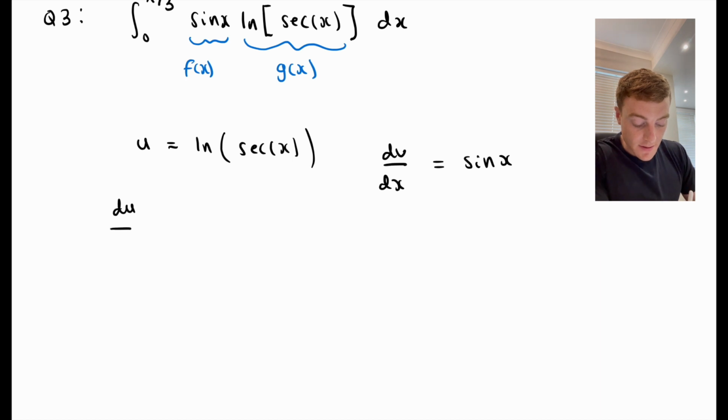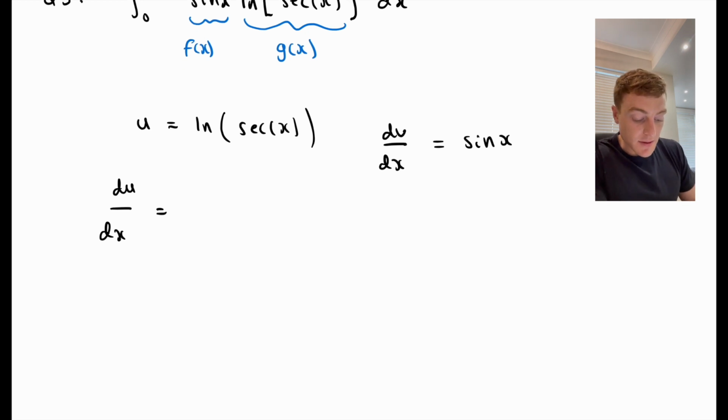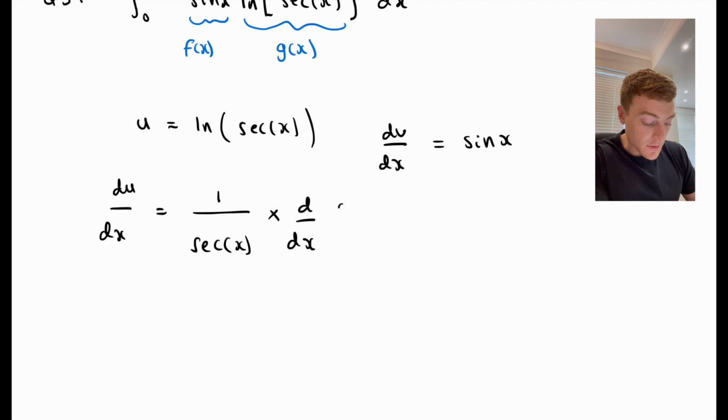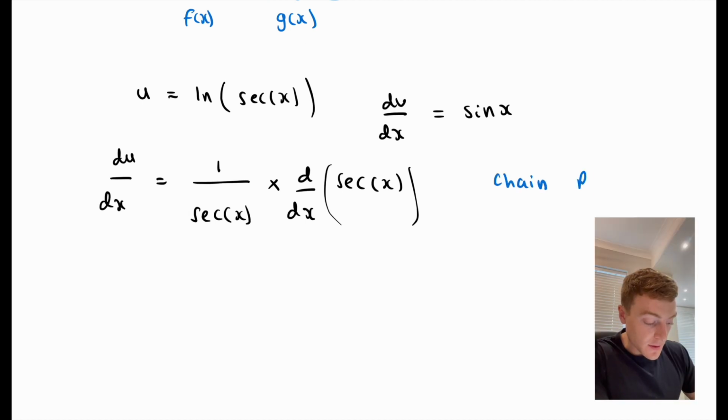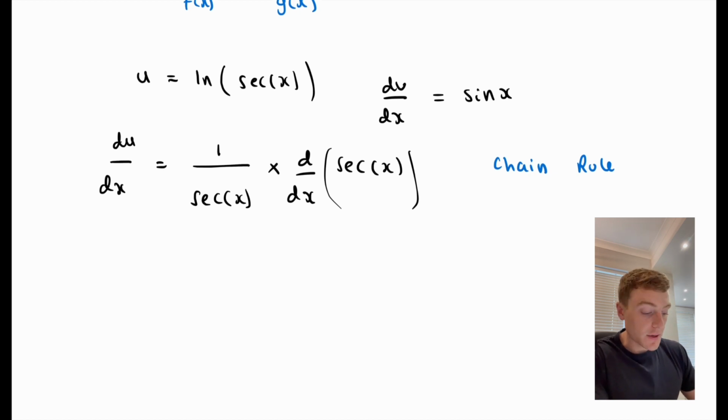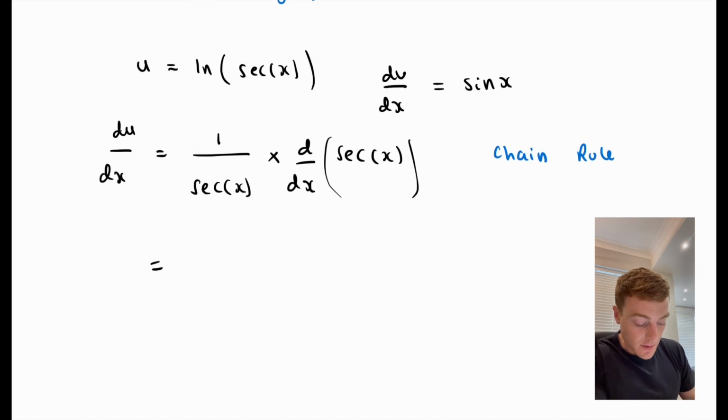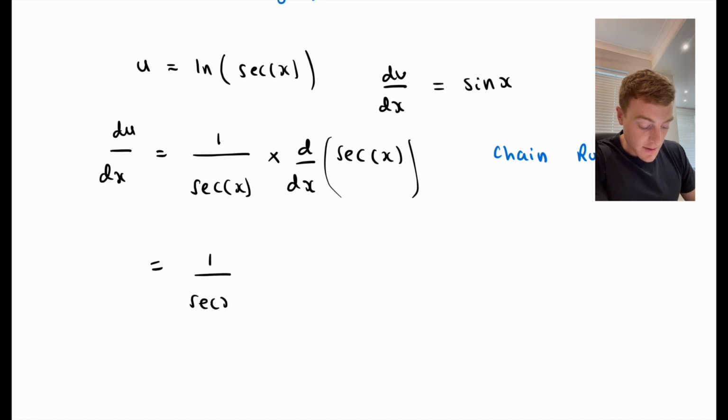So du by dx is going to equal, well, we've got a log function or an ln function, so that means we have to do 1 over the inside times by the derivative of the inside. So the derivative of sec of x. Now this is applying the chain rule for differentiation. If you don't understand why I've done this step, then I recommend revising that topic. But if we simplify that down, we get 1 over sec x, and now this is just a standard derivative, which is equal to sec x tan x. So the derivative of sec x is sec x times tan x.